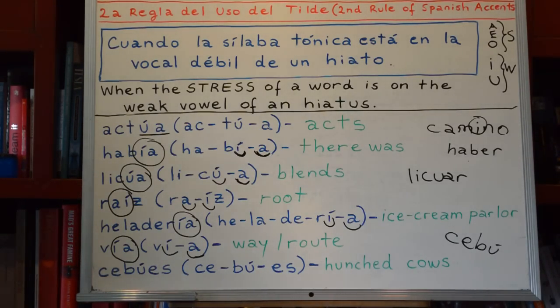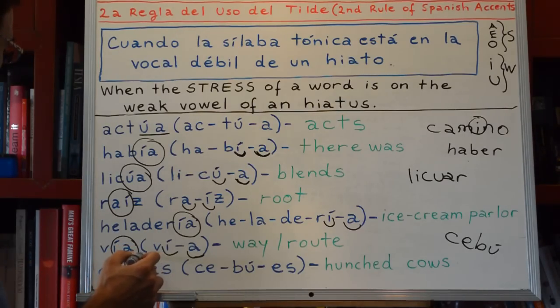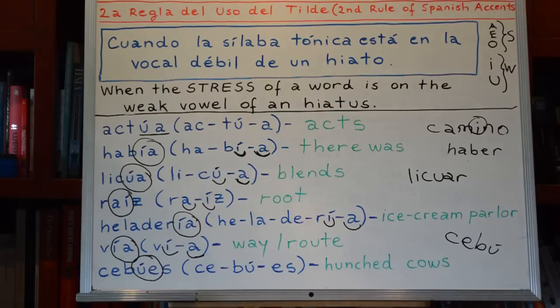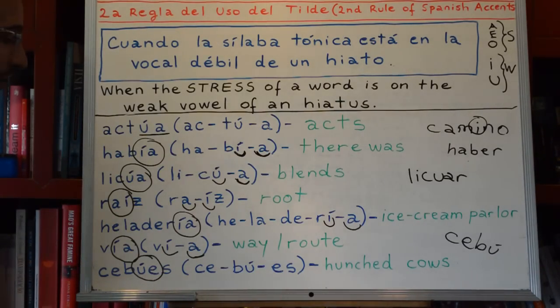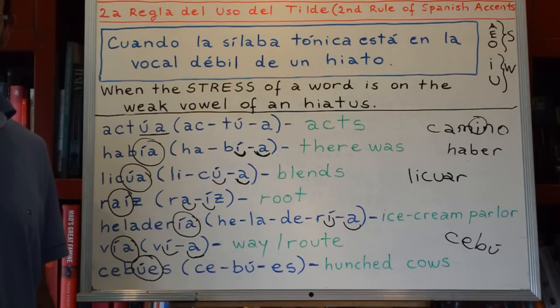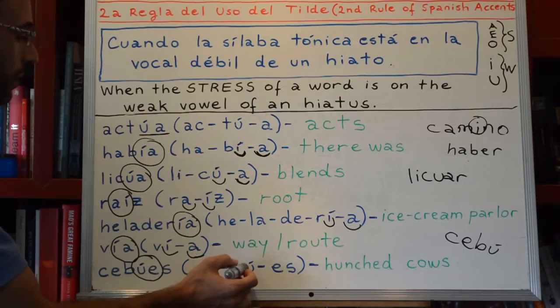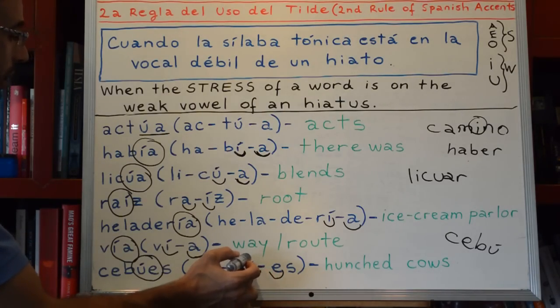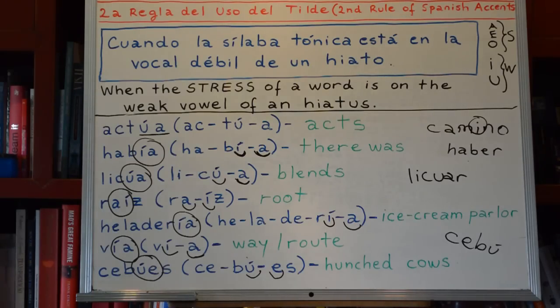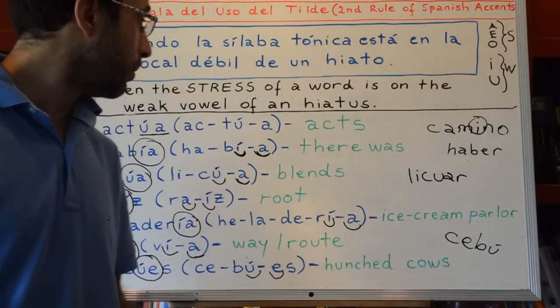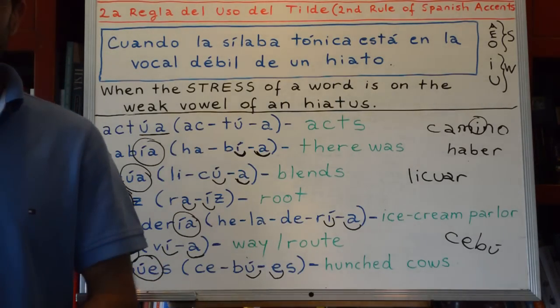Sebúes. And you can see we have a hiatus here. And where is the stress of the word? In the U. Sebúes. Therefore, since letter U is a weak vowel, it carries a tilde here, the little line. Okay, so why do we have to know how and when to use the tildes?